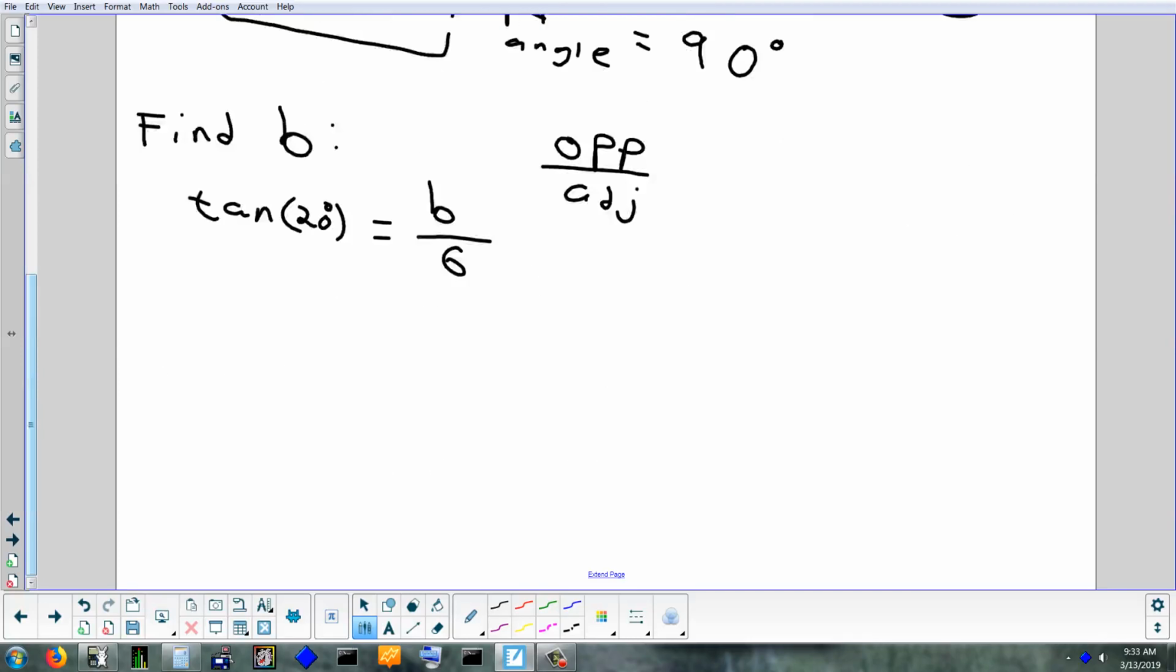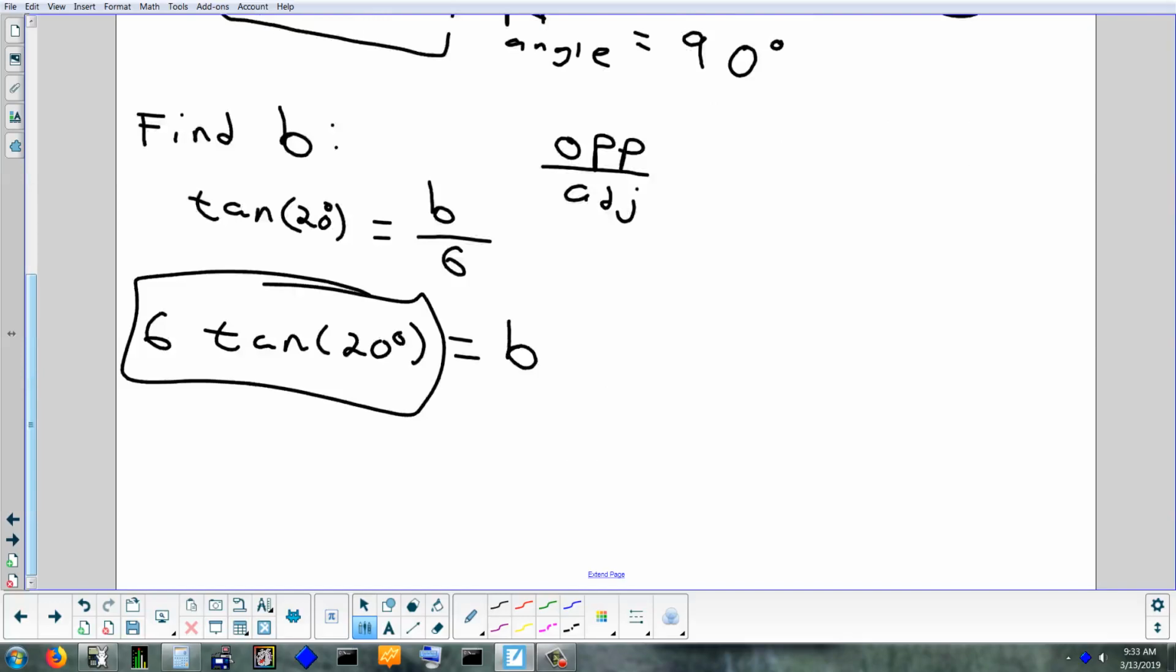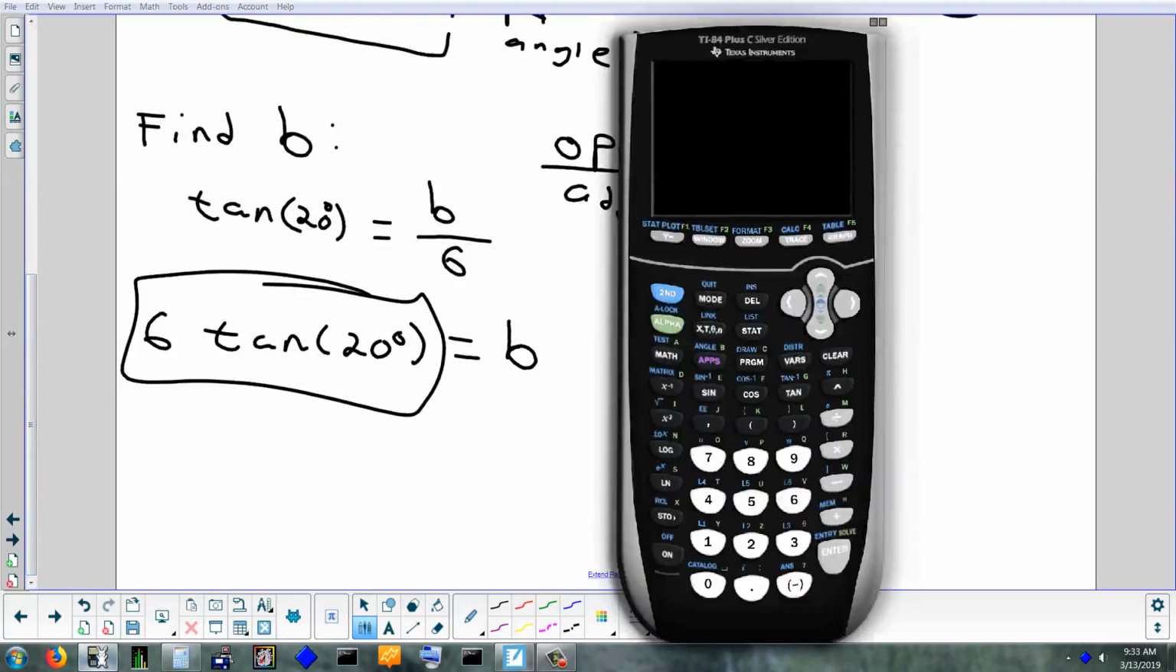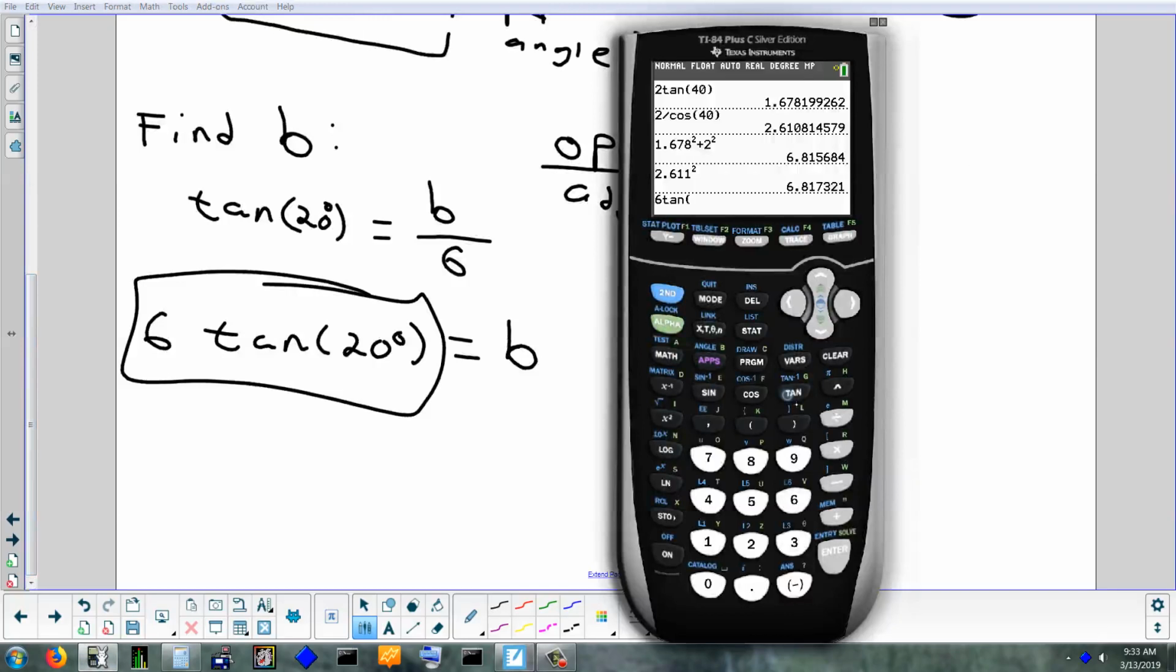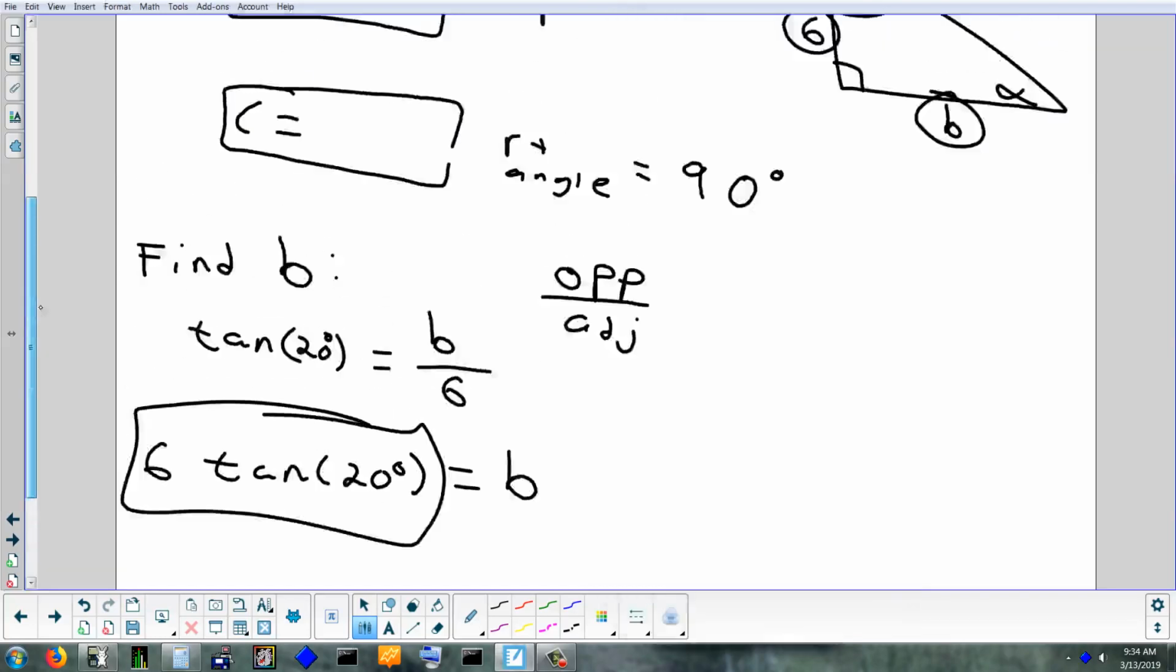And now this is the type where all you have to do is multiply both sides by 6. 6 tan 20 equals B. Okay, just type that in and see what you get. So 6 tan 20. You should have gotten about 2.184. Anybody else get 2.184? Yep. Good.